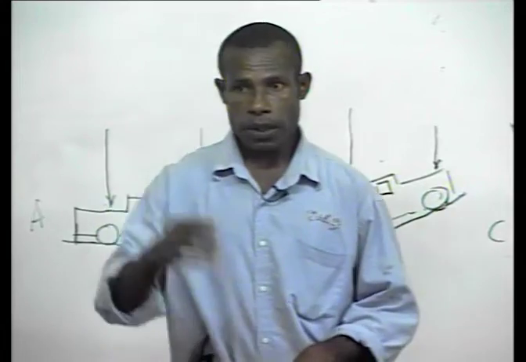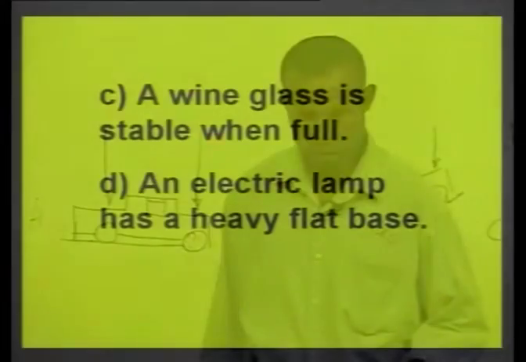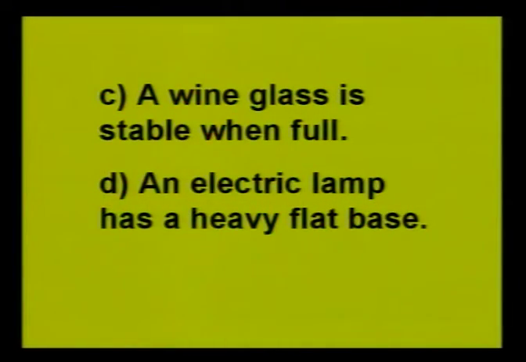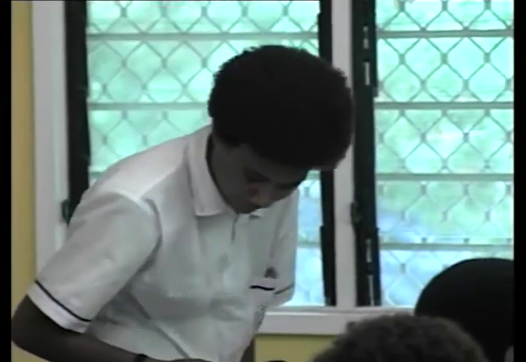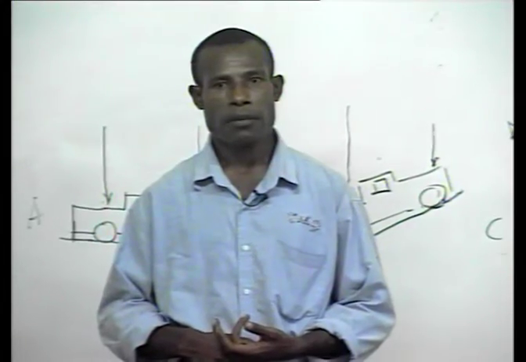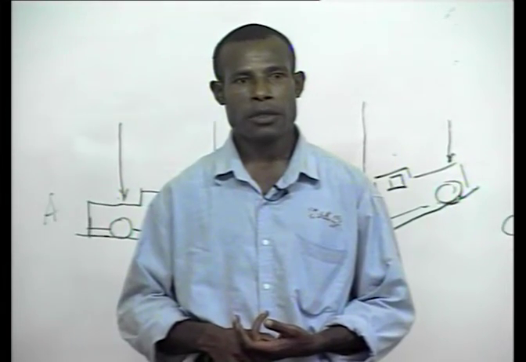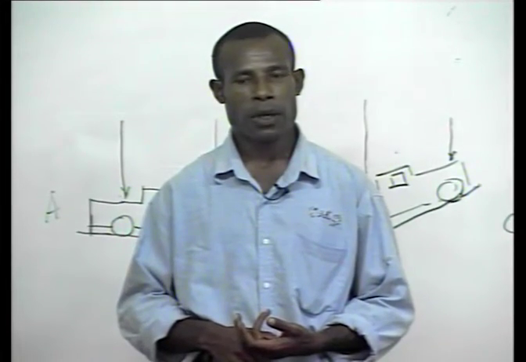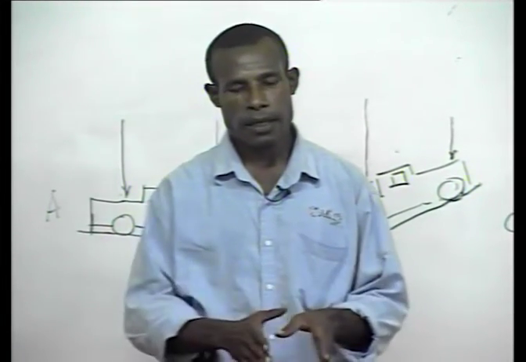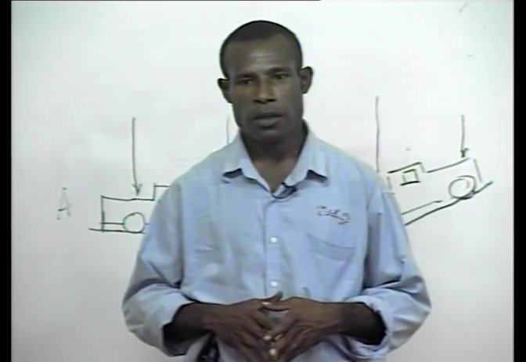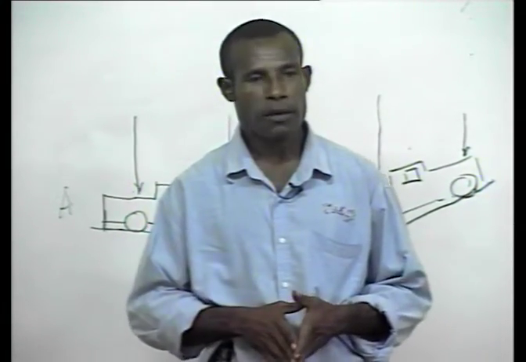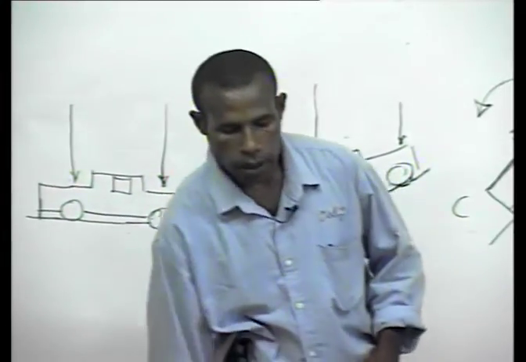Right, the last one will be Misha. An electric lamp has a heavy base so that the center of gravity is within the base, which makes it more stable. Okay, good. So electric lamps should have a flat base in order to make this center of gravity quite small so that this lamp will be more stable. Okay, that is D. Okay, we'll move on to our second question.